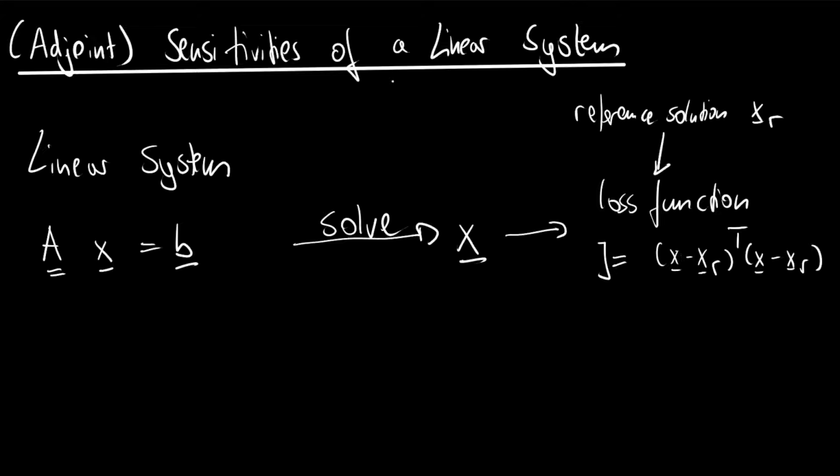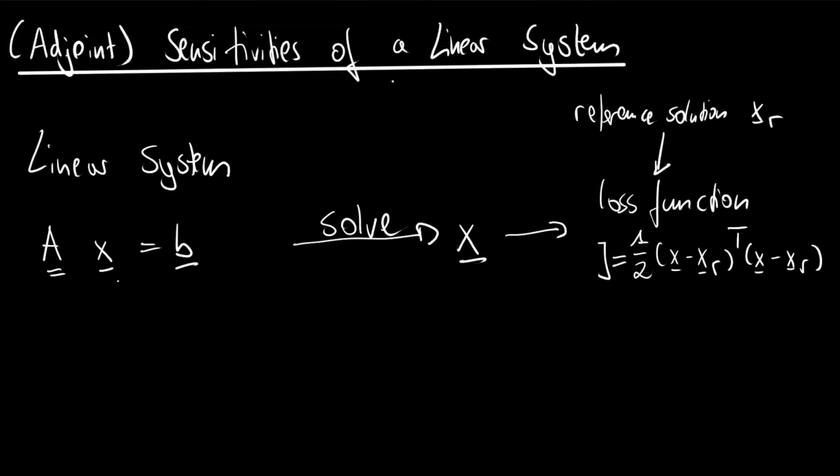So we say J is one half times x minus the reference solution, transposed, times x minus the reference solution. And here you see vector minus vector is a vector, and then if you transpose a vector and matrix multiply with the original vector, then you essentially have the scalar product. So this also contracts the dimension that we have here into the scalar. And we usually add here a 1/2, which will make sense later.